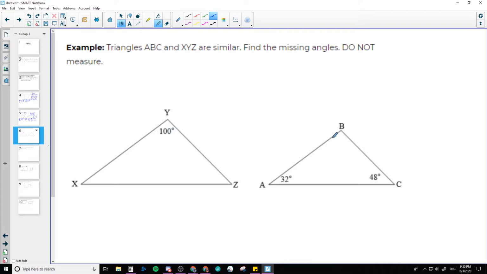That means that this angle is also 100 degrees. Okay, that also means that angle X corresponds with A, so this one is 32 degrees. And angle Z corresponds with angle C, and it's 48 degrees. Okay, these are just using these rules about similar figures. The angles, corresponding angles, are equal to one another. So Y and B correspond. They are both 100 degrees.